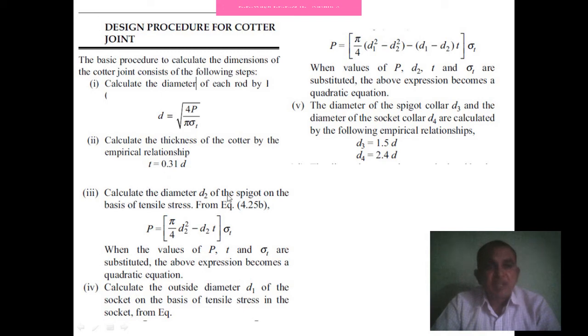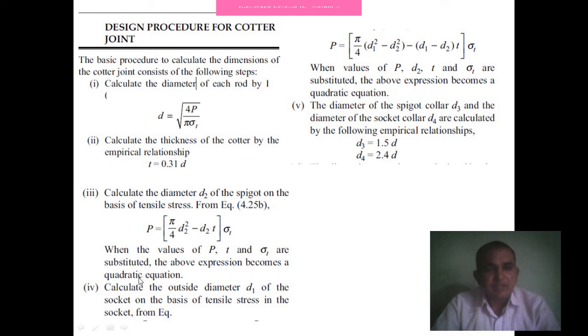Then calculate the diameter d2 of the spigot on the basis of the tensile stresses. So P is equal to pi by 4 into d2 squared minus d2 into t, times sigma t. This is equation 4.2, P is given by this. Then when the values of P and sigma t are substituted, the above expression becomes a quadratic equation and you can find out this value.